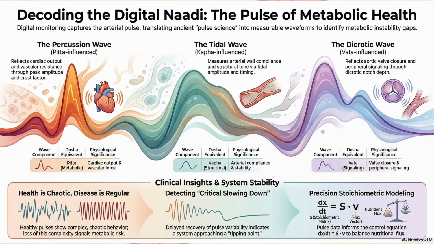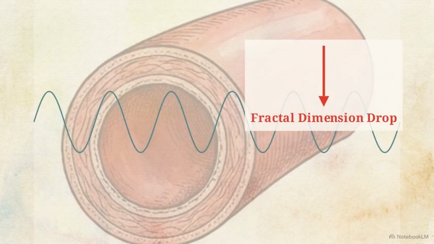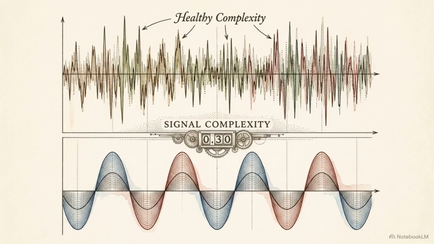Sensors capture the arterial pulse wave at 500 Hz to analyze nonlinear dynamics. The signal decomposes into percussion, tidal, and dicrotic waves, tracking vascular resistance, arterial compliance, and peripheral signaling. While healthy physiological signals are chaotic, a system approaching metabolic syndrome exhibits a sharp drop in its fractal dimension. This loss of complexity is quantified as a plummeting approximate entropy score. The biological signal is becoming dangerously regular and predictable.